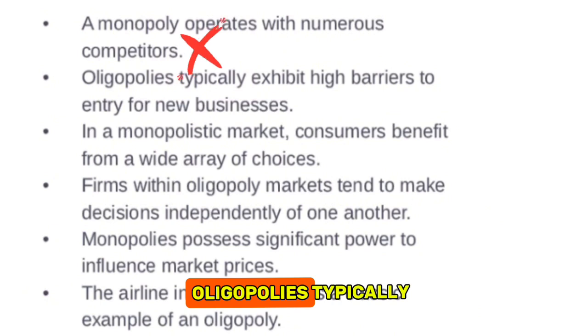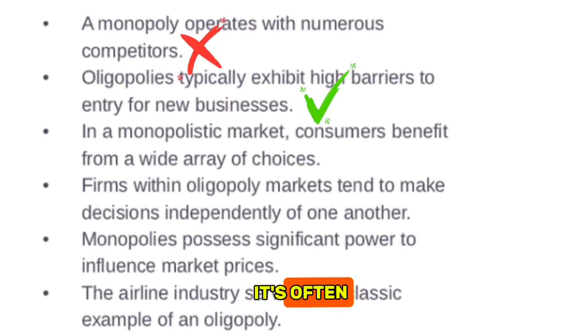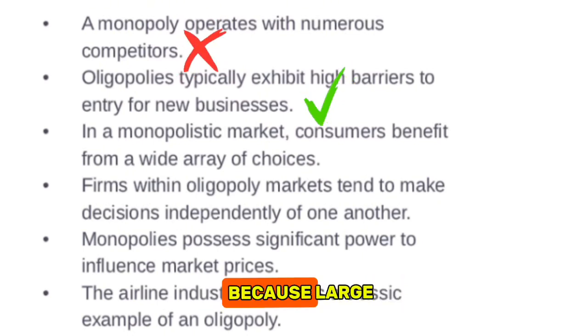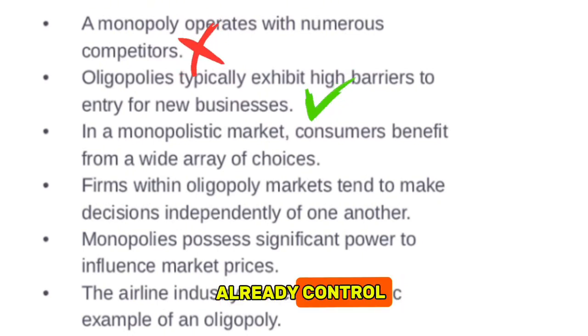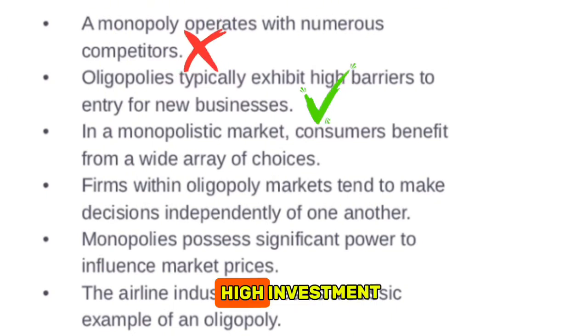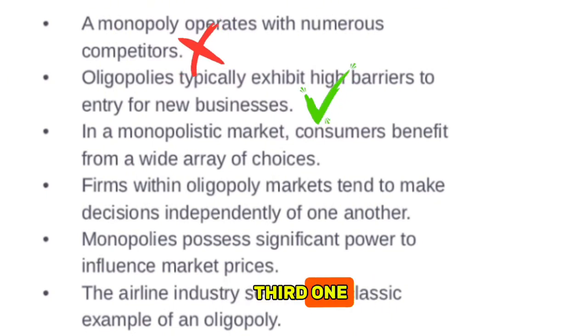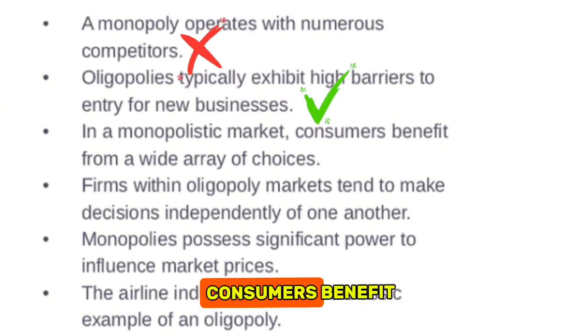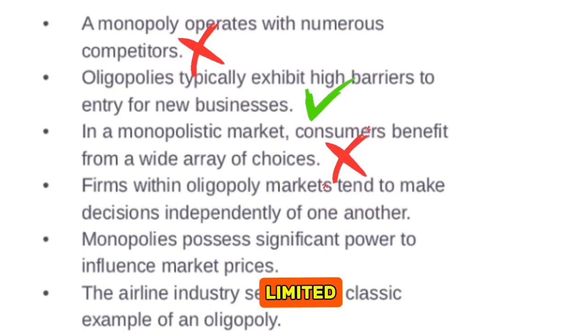Second one: oligopolies typically exhibit high barriers to entry for new businesses, and that's true. It's often difficult for new firms to enter oligopoly markets because large companies already control the industry and require high investment. Third one: in a monopolistic market, consumers benefit from a wide array of choices. This is false. In a monopoly, consumers' choice is usually limited because only one company controls the market.